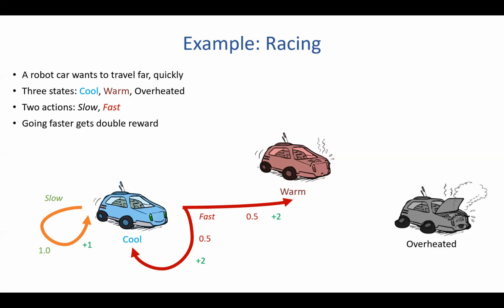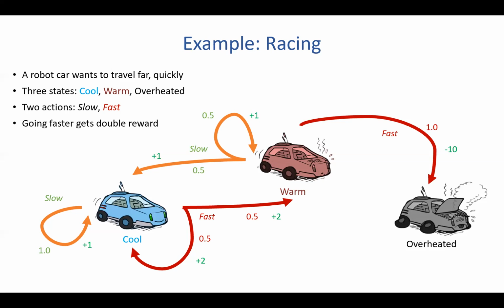Now from the warm state, if you drive slow, there's a 50% chance that your car will get back to normal condition with reward plus 1. But depending on how long you drive slow for, there's a 50% chance that your car might still be in a warm condition with a reward of plus 1. And if you continue driving faster, then you're in trouble. You're going to get the reward of minus 10. You're going to destroy your car.